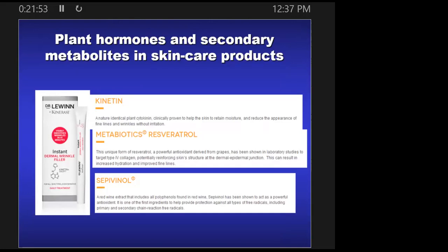Just to be aware, if you are perusing shelves of beauty products, for example, you might find plant hormones being used in that regard. I always find that very entertaining when I look at some of the skincare things for sale. This is just one example. I'm seeing more and more of it now. Kinetins are being put into creams. Resveratrol, which is a secondary metabolite we'll talk more about, red wine extract. Another one's sephenol.